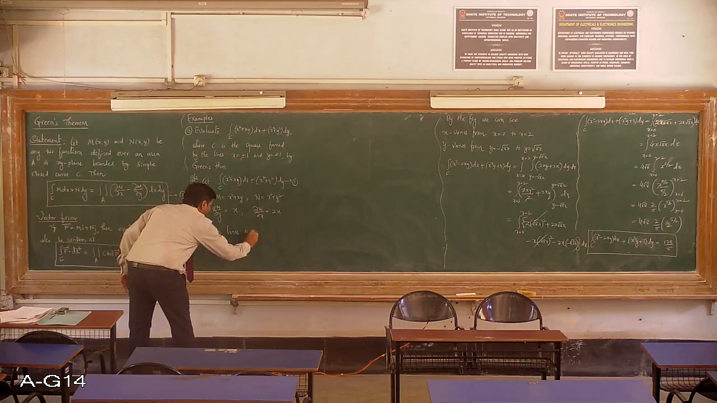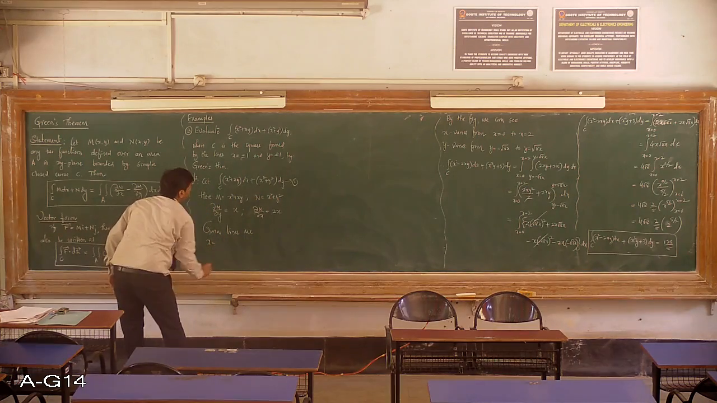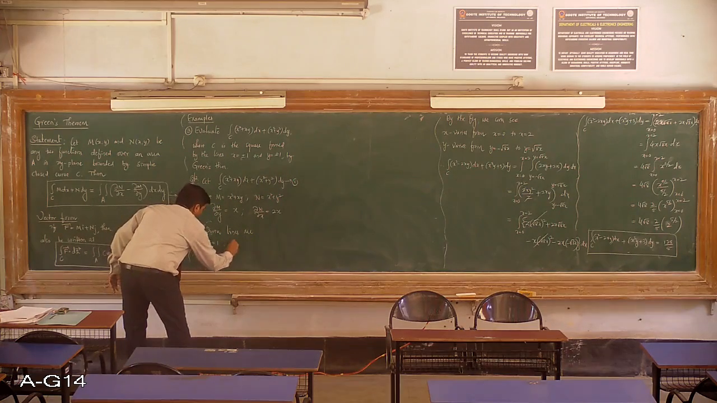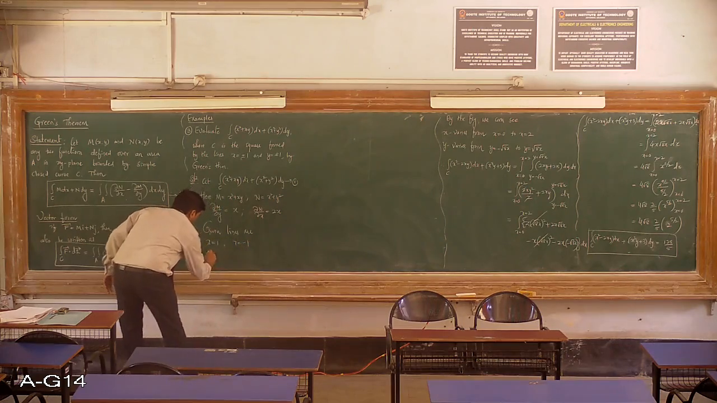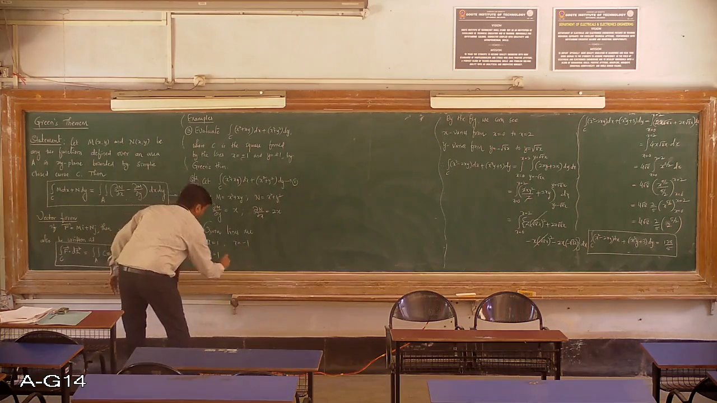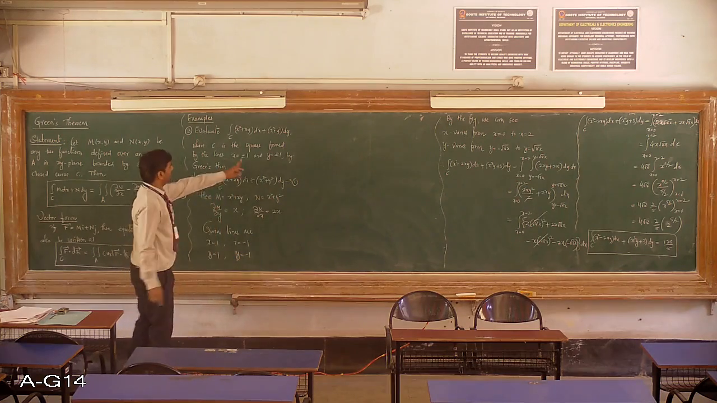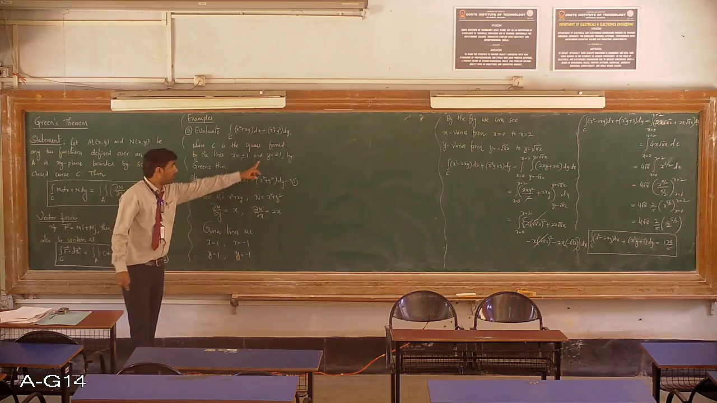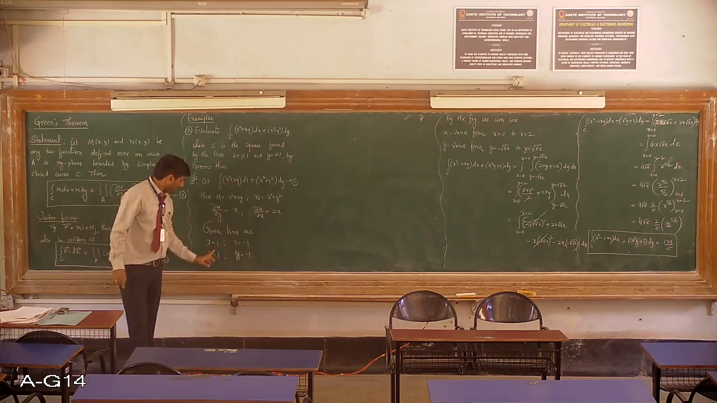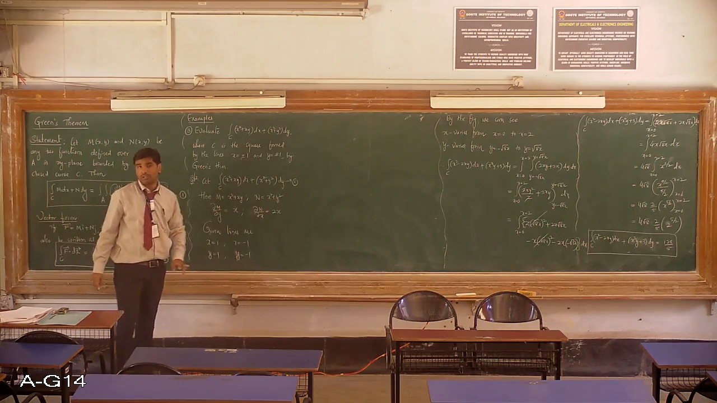So now the given lines are x equals 1, x equals minus 1, y equals 1, y equals minus 1. Okay, plus or minus 1 means x equals 1, x equals minus 1, and y equals plus or minus 1 means y equals 1 and y equals minus 1.